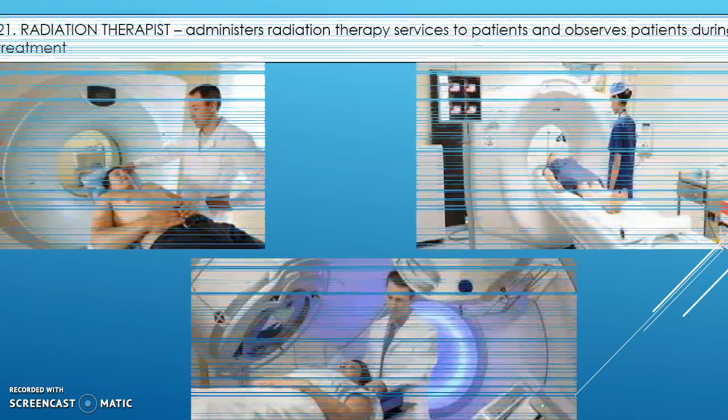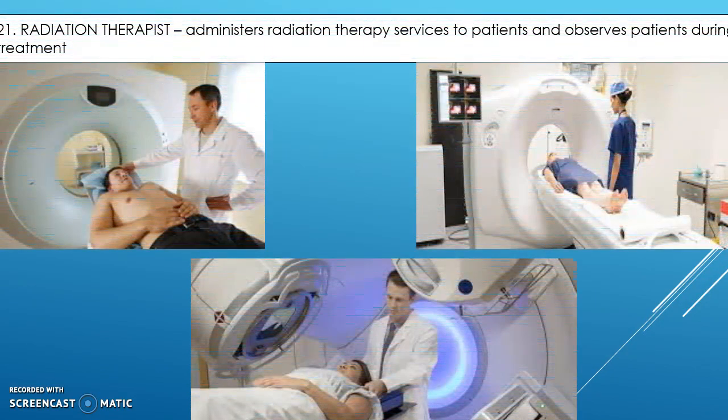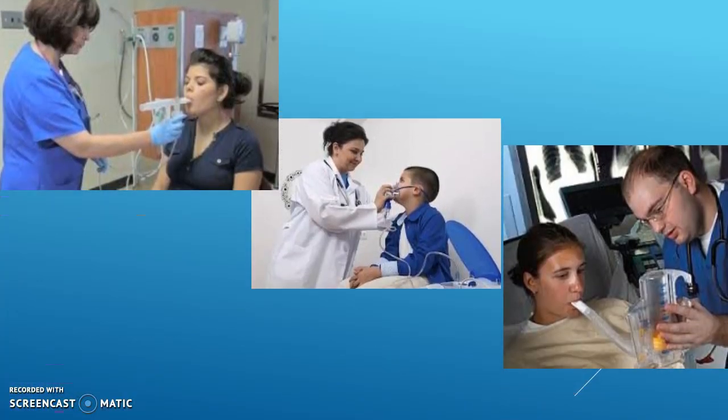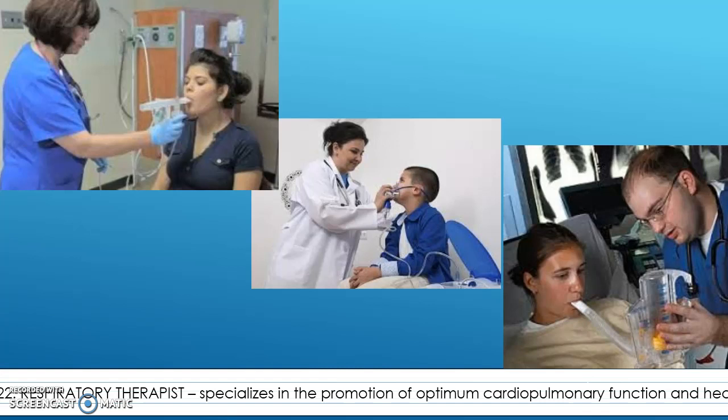Another one, we have radiation therapists. They are the ones who administer radiation therapy services to patients and observe patients during treatment. Other duties may include tumor localization, patient follow-up, patient education, and record keeping. Respiratory therapists. They specialize in the promotion of optimum cardiopulmonary function and health. Regularly deals with various chronic respiratory diseases such as asthma and emphysema.